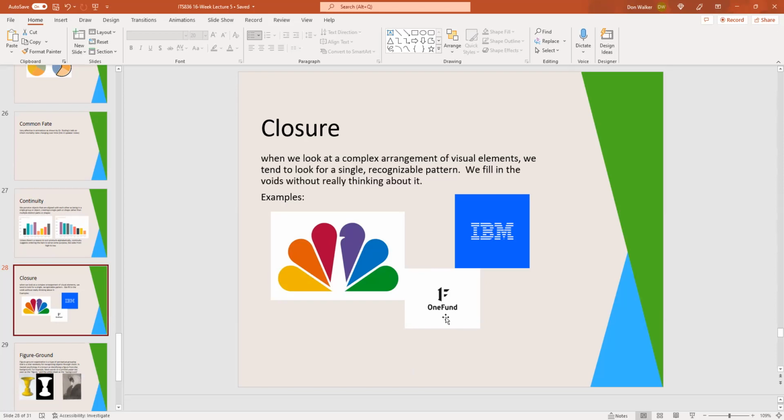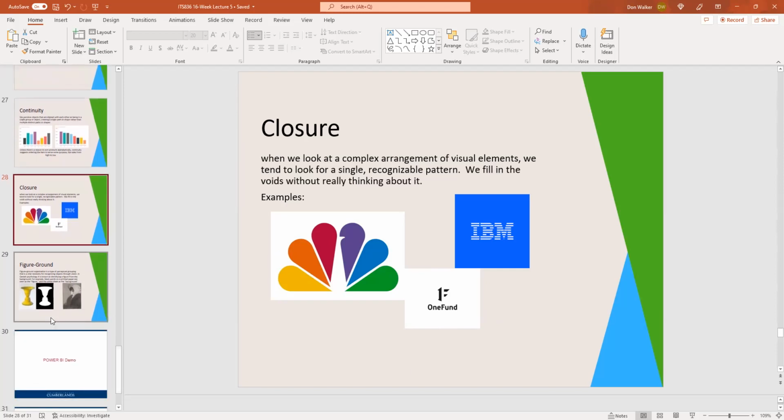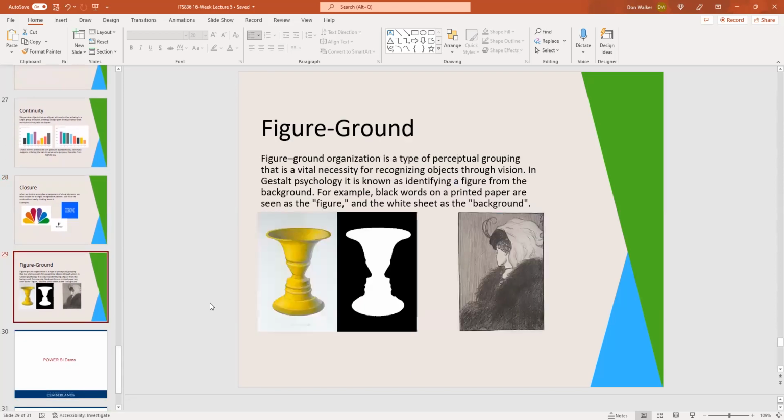But look at this one fund logo. So they've got what looks like a numeral one, and then it looks like an F, but really all it is just two little quadrilaterals over there, right? But the human mind fills in the gaps and automatically creates closure without even thinking about it. So that's why it looks like a 1F, one fund. And then figure ground, according to Gestalt principles, the human mind sees things in the foreground.